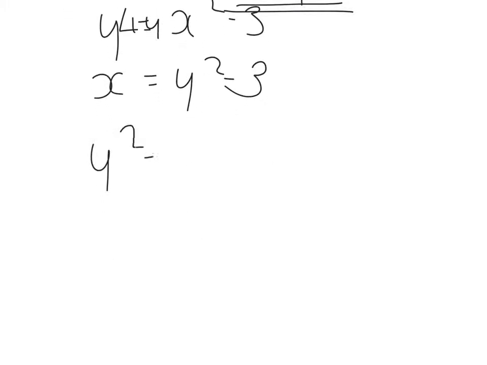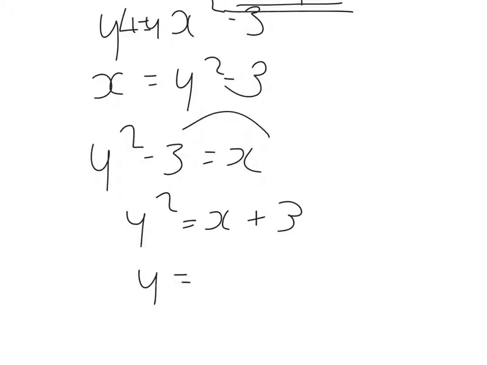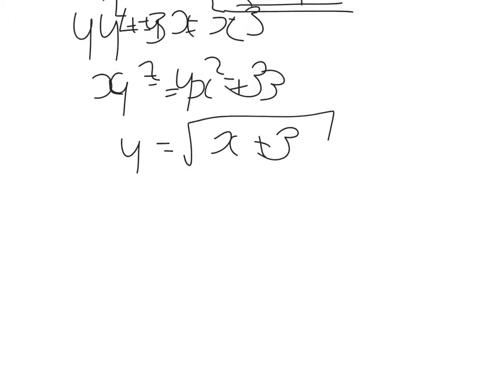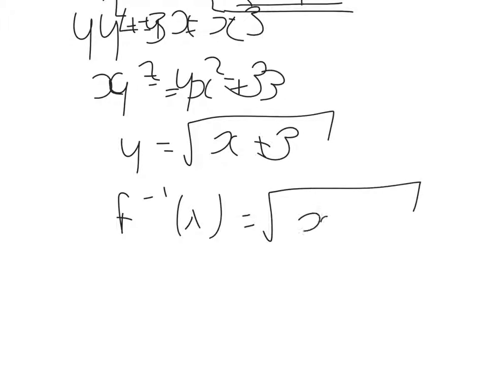So that'll be y squared minus 3 is equal to x. y squared is equal to x plus 3. And y is equal to the square root of x plus 3. Reintroduce the functional notation. And f to the minus 1 of x is equal to the square root of x plus 3.